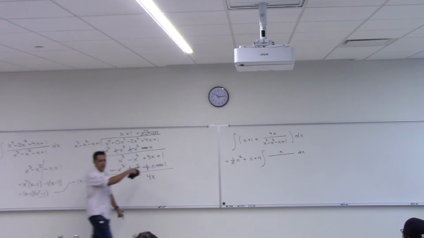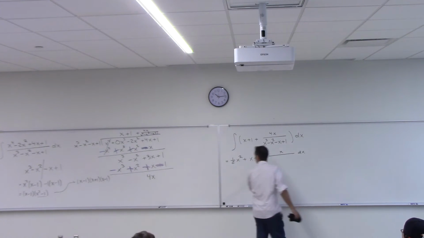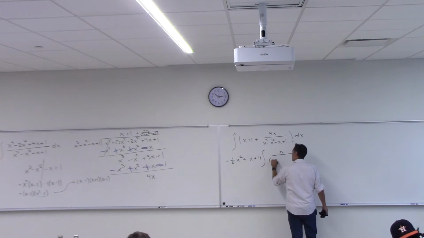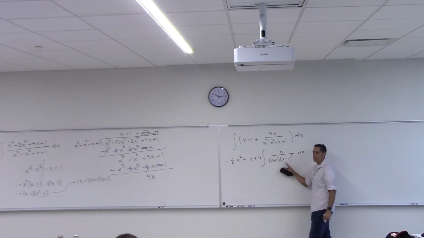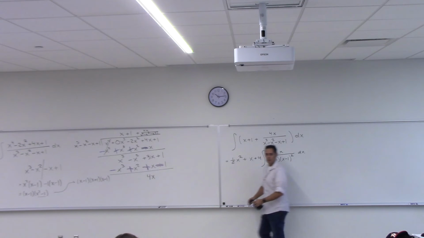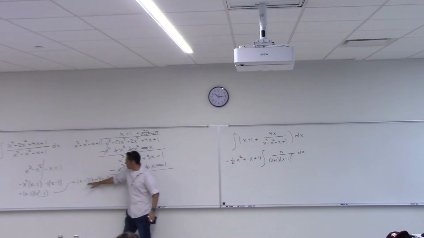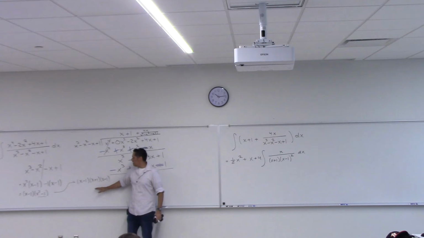So let me come over here now. This is what we have. We have the x plus 1 on the bottom, and we have that repeated linear factor, x minus 1 squared. That's me putting this x minus 1 together. That's my new denominator.